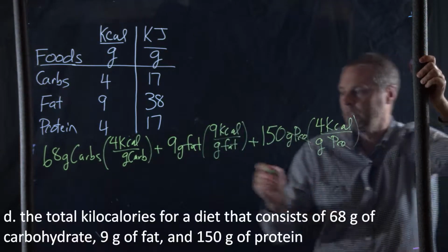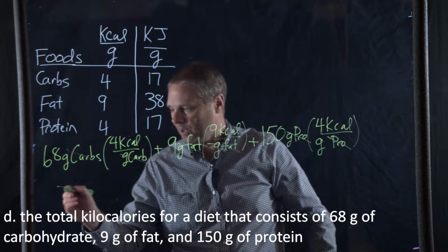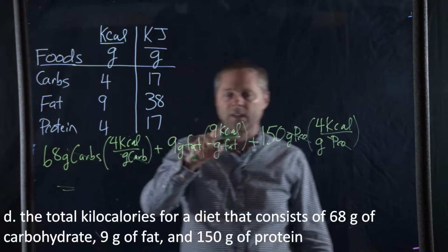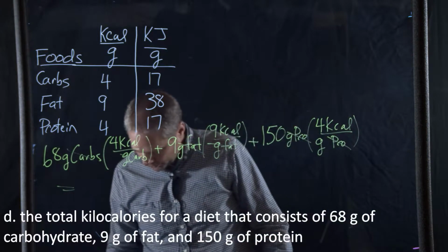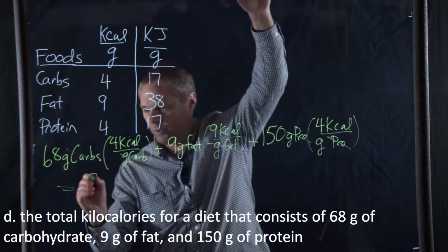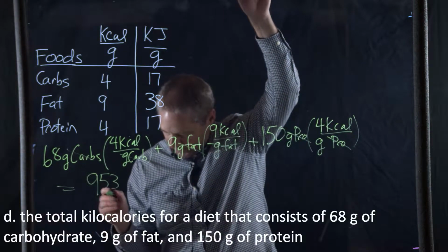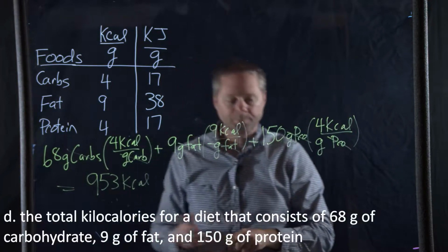So the grams of protein cancel, grams of fat cancel, and the grams of carbohydrates cancel. So simply do some arithmetic. We'll take the 68 times 4 plus 9 times 9 plus 150 times 4. You go through and do this arithmetic real quick, and you get 953 kilocalories.